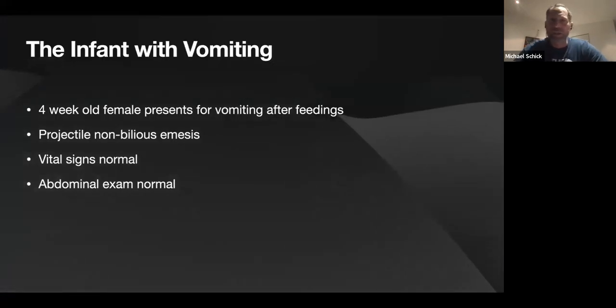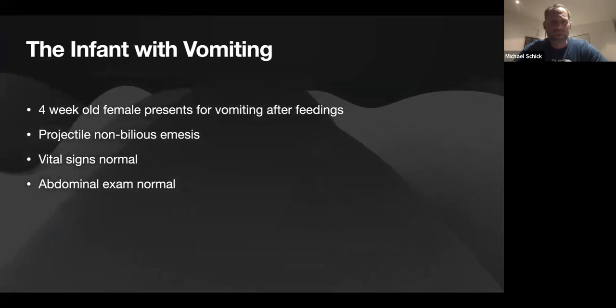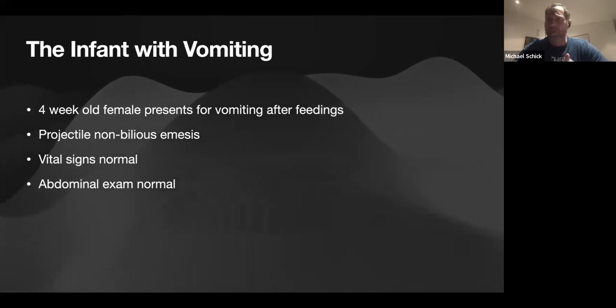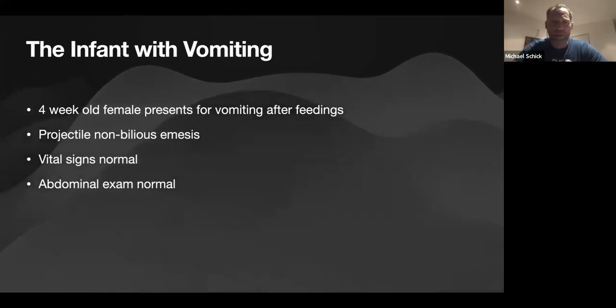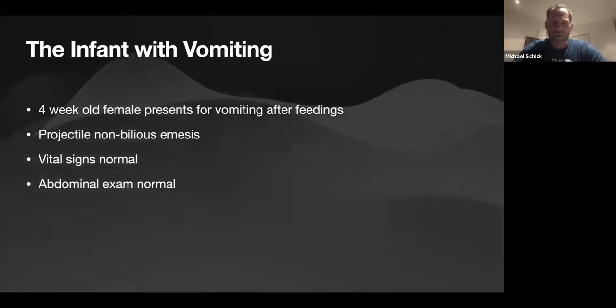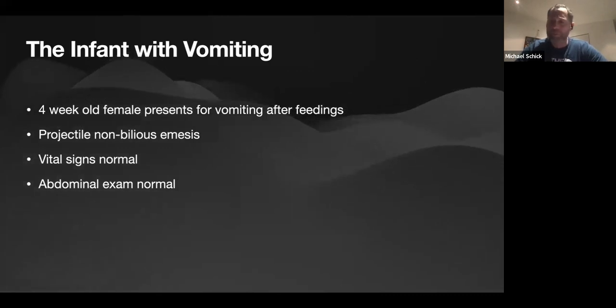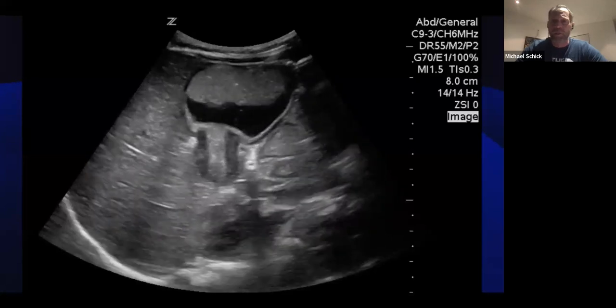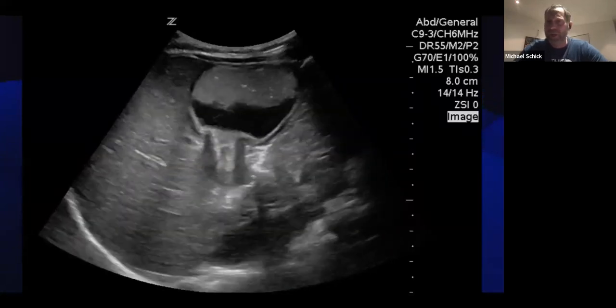All right, next case is the infant with vomiting. So this is a 4-week-old female. It presents for vomiting after feedings. It's projectile and non-bilious emesis. Vital signs are normal and the abdominal exam is normal. Do an ultrasound and this is what you would find.